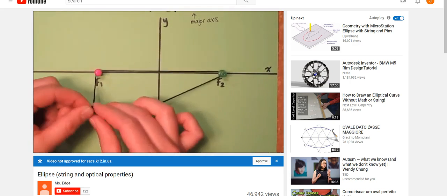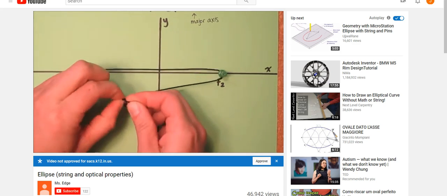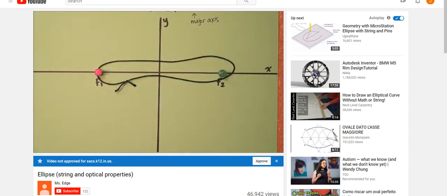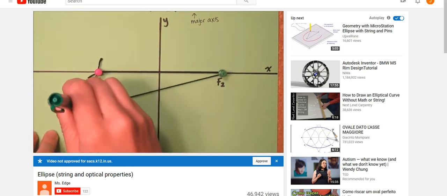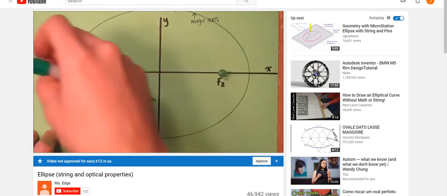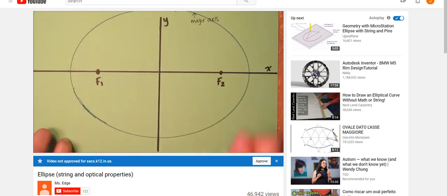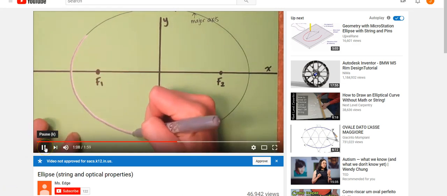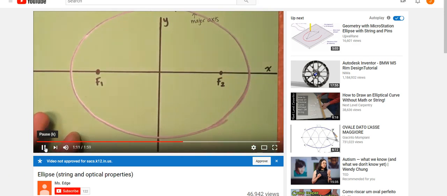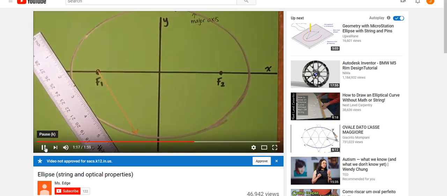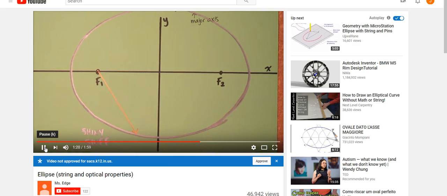Then we put the pen in and we keep the string tight, and by doing that, they can draw that elliptical shape. Then they can highlight it. They're saying that if they take that distance and add it to the other distance, which they're about to draw, they're going to get a particular value, and that value happens to be twice the length of the major axis.